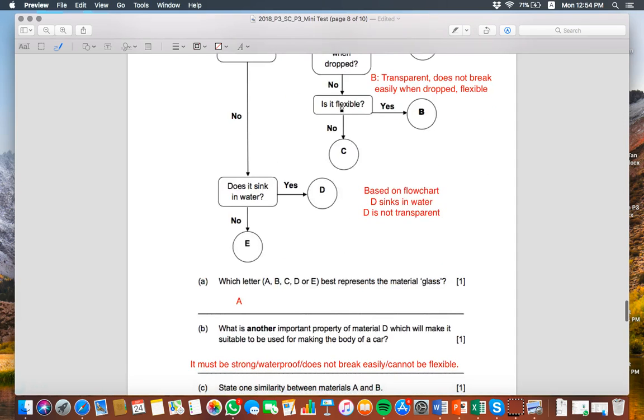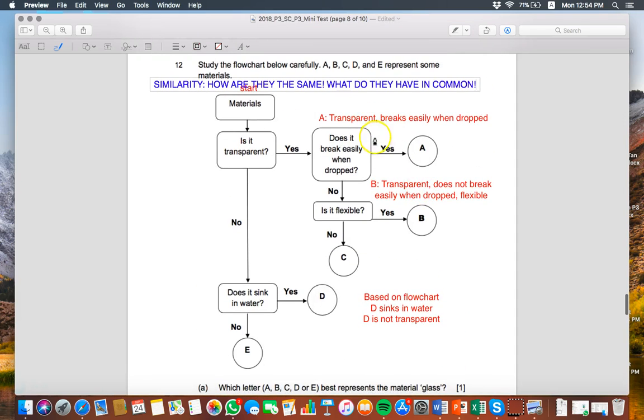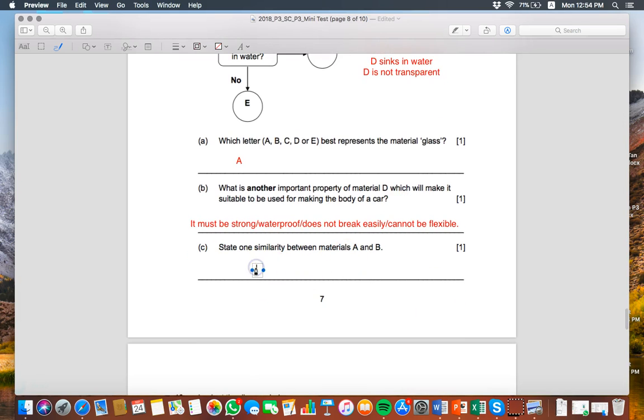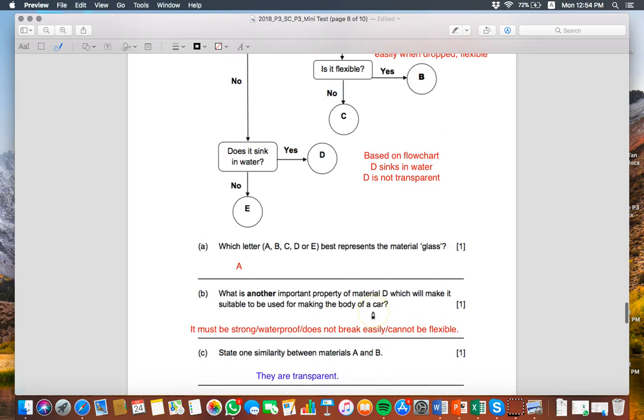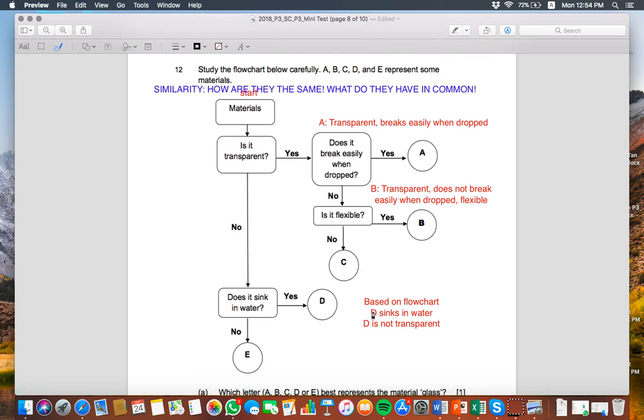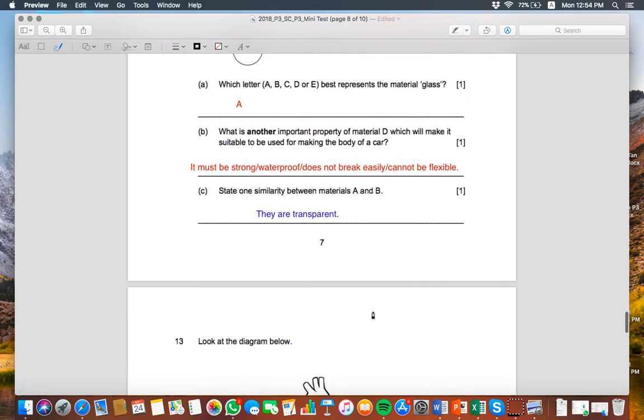Right? So how are A and B the same? They are both transparent. Right or not? They are transparent. Simple. Okay, copy down. Copy this down first. Teacher, please pause if they need to copy down.